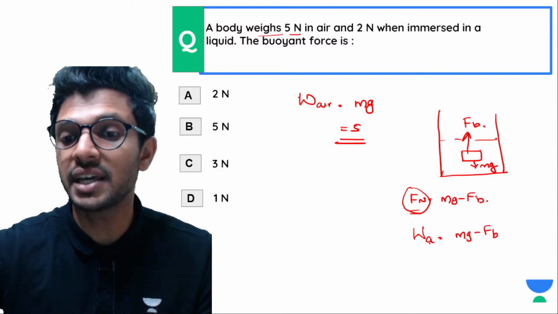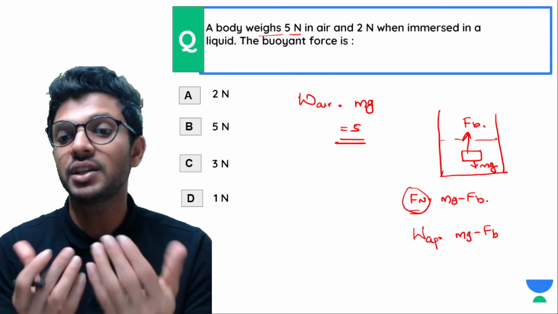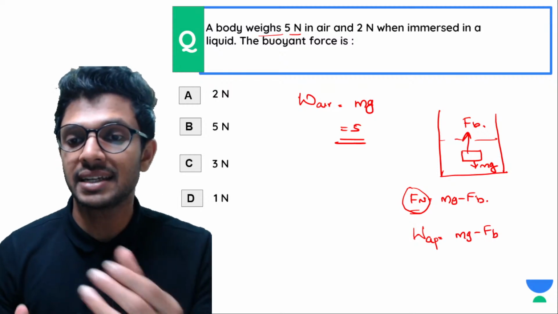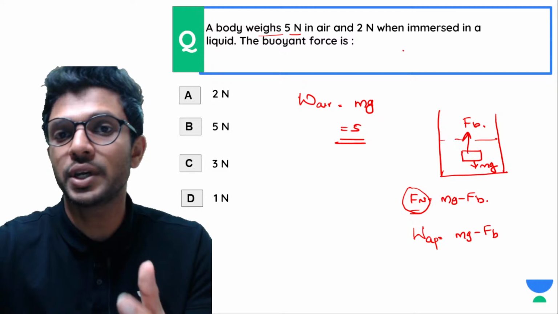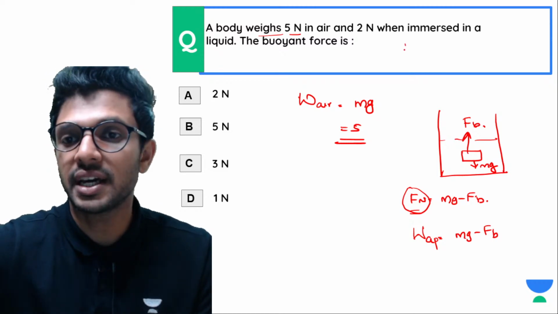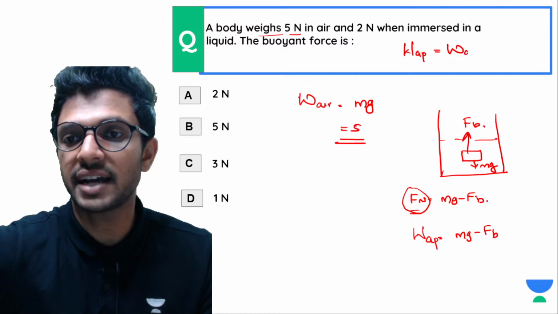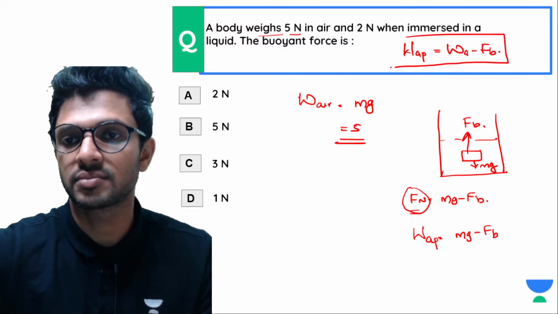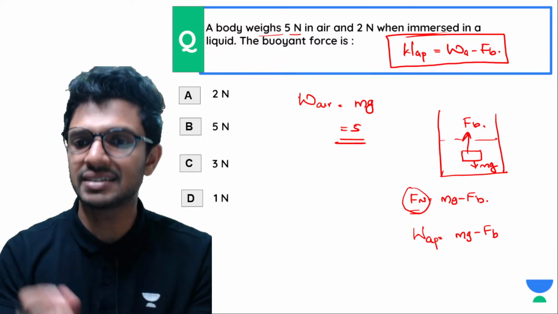और ये weight का नाम क्या है? ये weight का नाम है apparent weight. Not the actual weight, the weight we feel for the body once you immerse it. That is the apparent weight. ठीक है? So those who don't know, you can make a note of it. The apparent weight of a body is equal to the actual weight minus the buoyant force. Very important, those who don't know, please write it down.